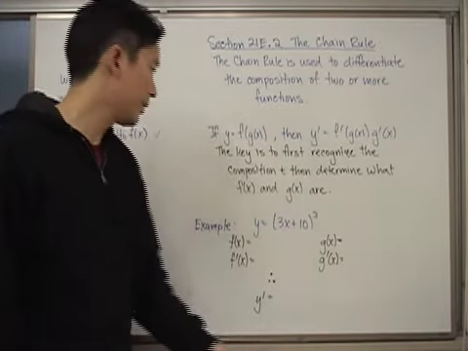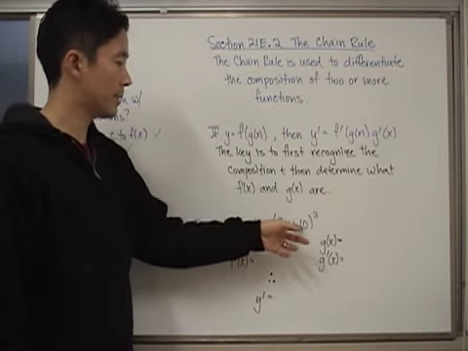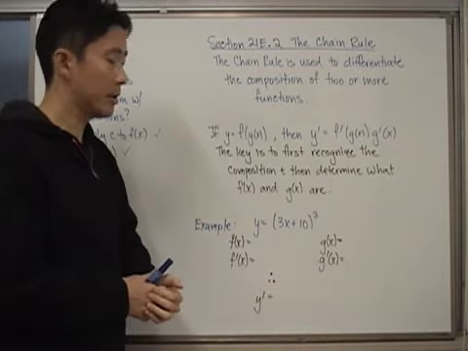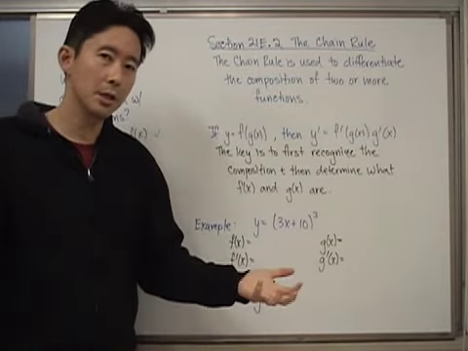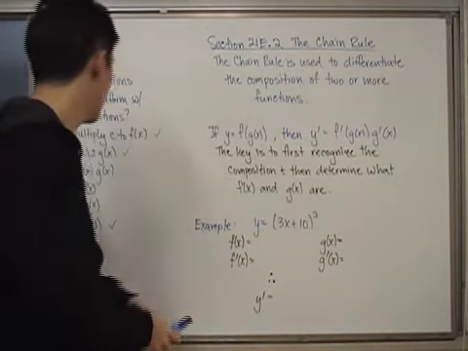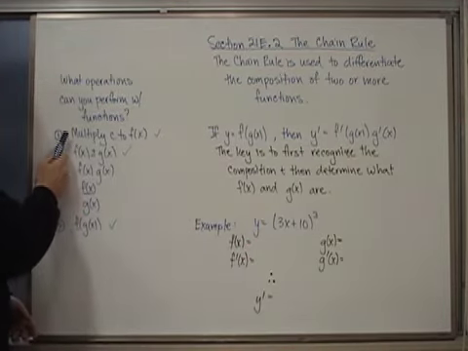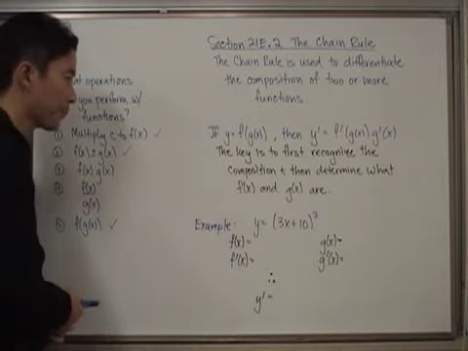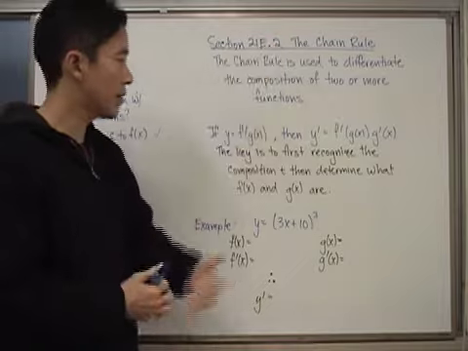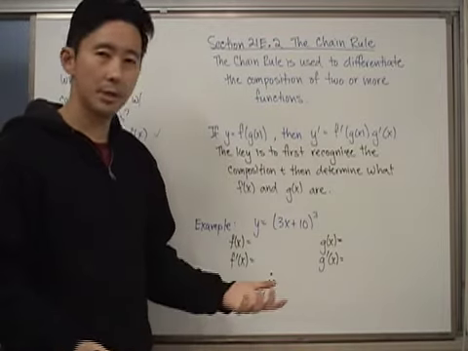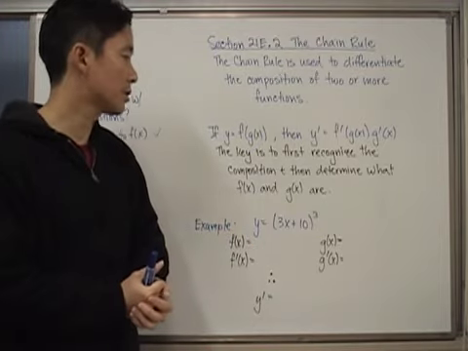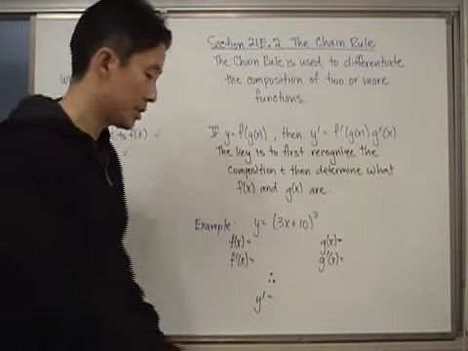Okay, so let's jump into an example. Let's say that we have y is equal to 3x plus 10 raised to the third power. Of course, if you wanted to, you could use the binomial expansion and take the derivative of each one of the terms using the power rule. But there's a much faster way, and that is using the chain rule. You have to be able to look at this function and realize immediately, yes, this is a composition of two functions, and because of that, I can use the chain rule.